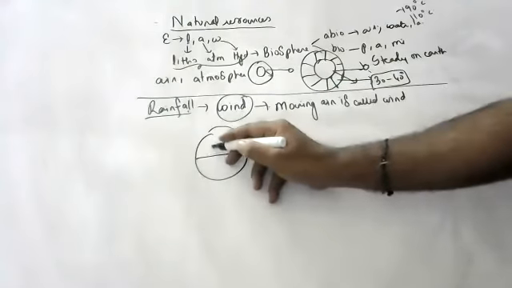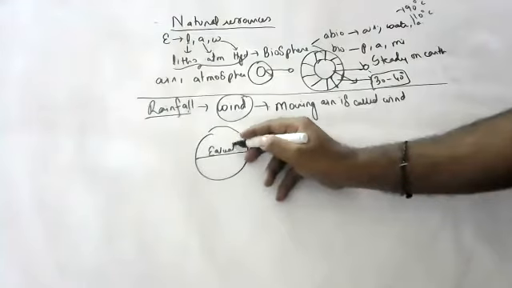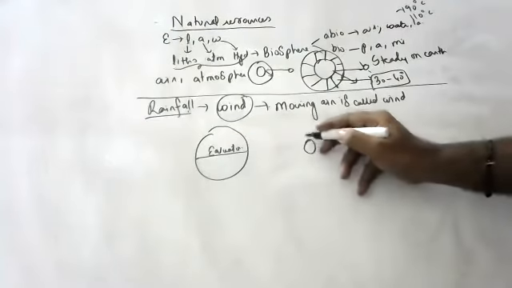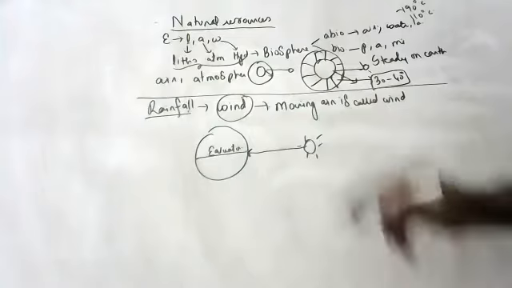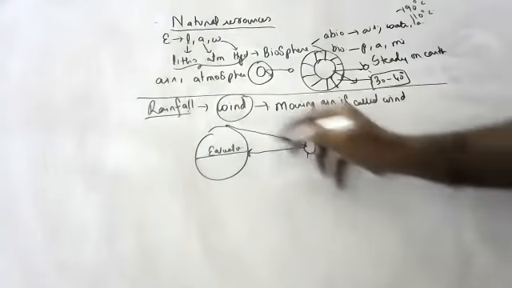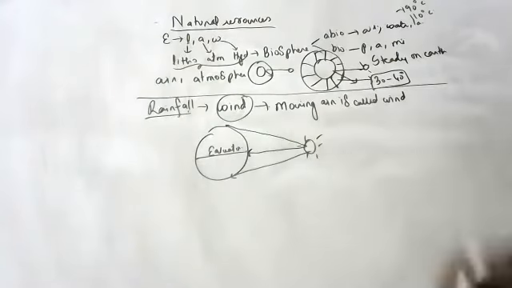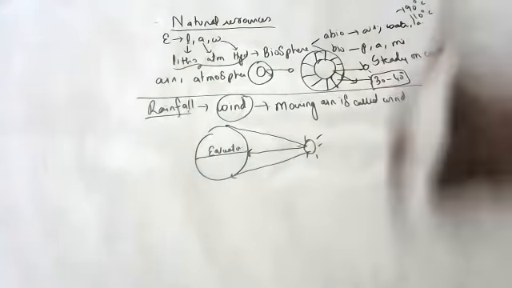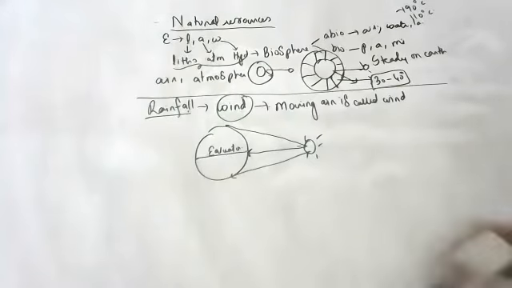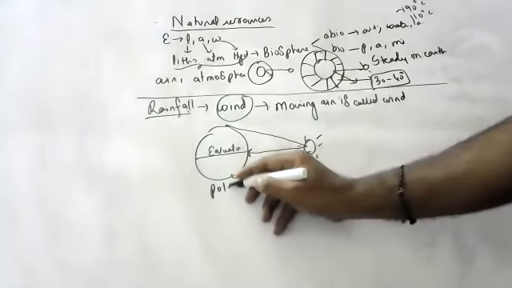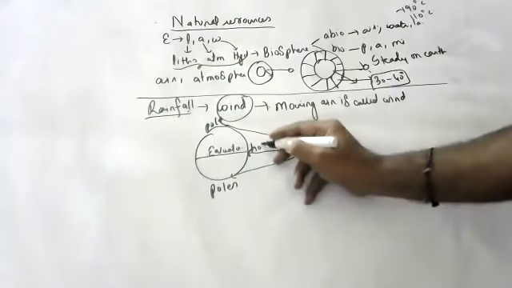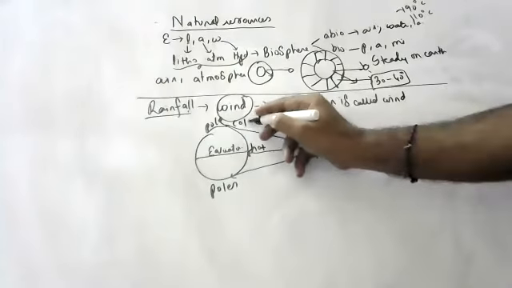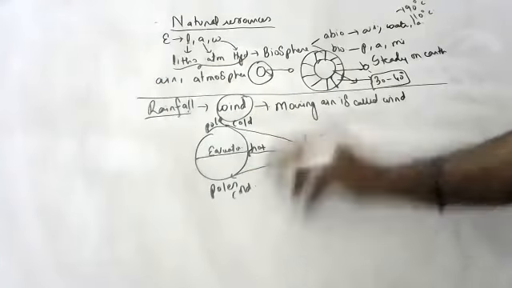Children, this is the equator, and this is the sun. Sun rays fall directly on the equator, whereas they fall slantingly on the poles. So where will it be very hot, children? Can anyone tell? Equator or poles? At the equator it will be very, very hot, and at the poles it will be cold.